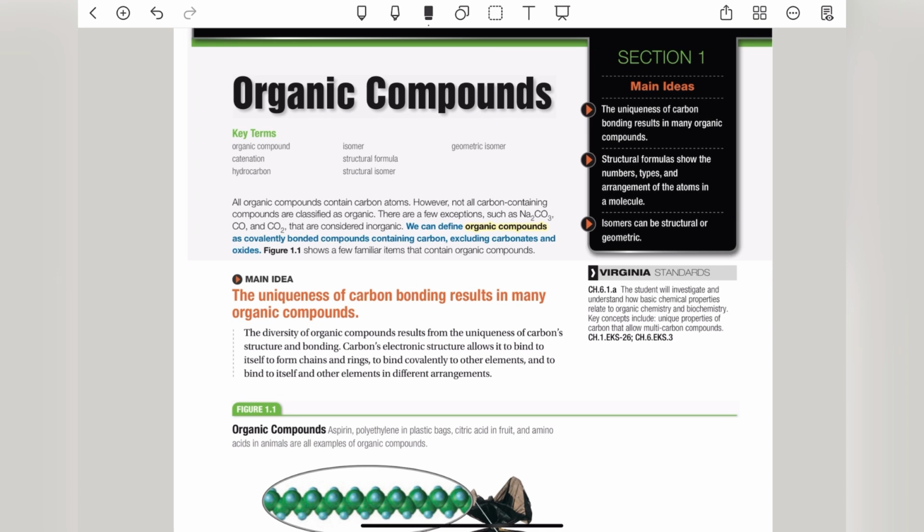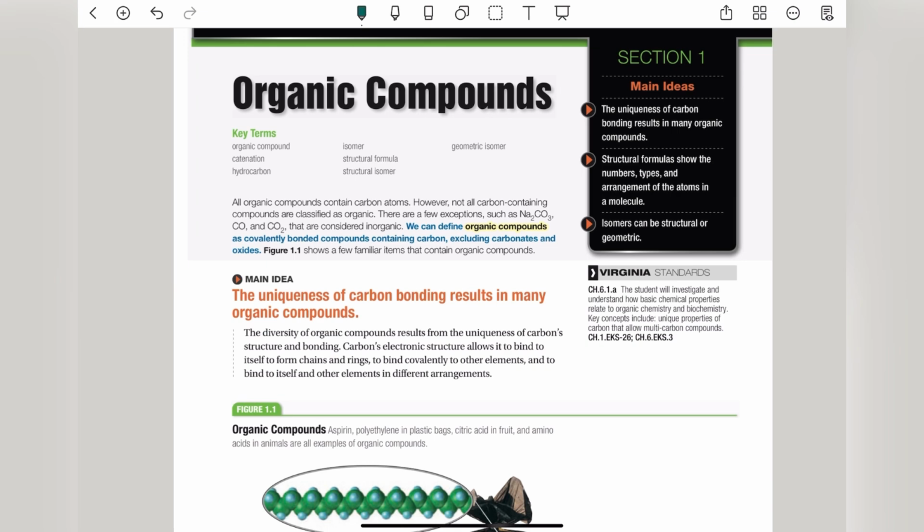Okay, so all organic compounds contain carbon atoms. However, not all carbon-containing compounds are classified as organic. There are a few exceptions, such as sodium carbonate, carbon monoxide, and carbon dioxide that are considered inorganic.